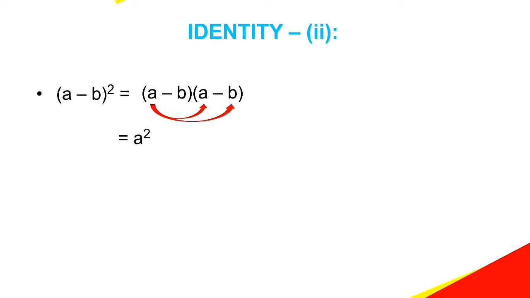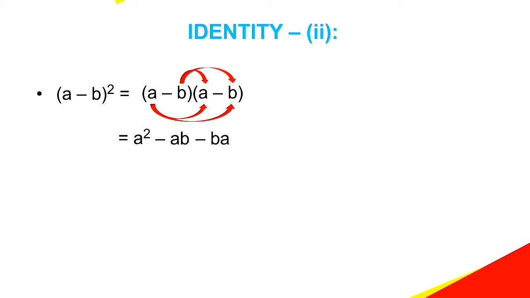Identity 2. A minus B whole square is equal to A minus B into A minus B. So what can we get? A into A can be written as A square. Next, A into minus B can be written as minus AB. Next, B into A can be written as minus BA. Right, very good.